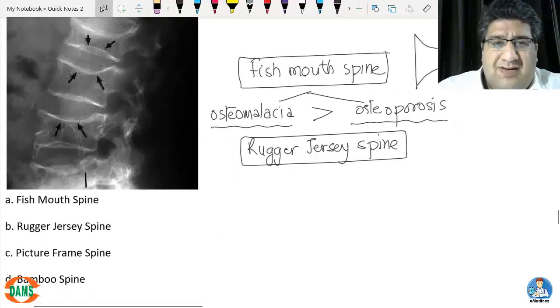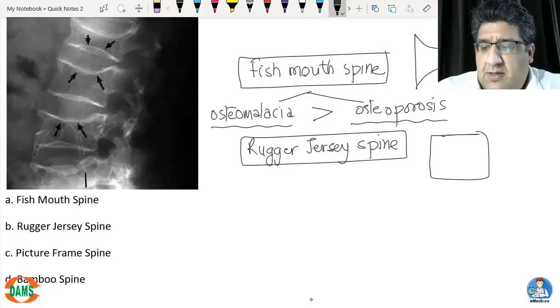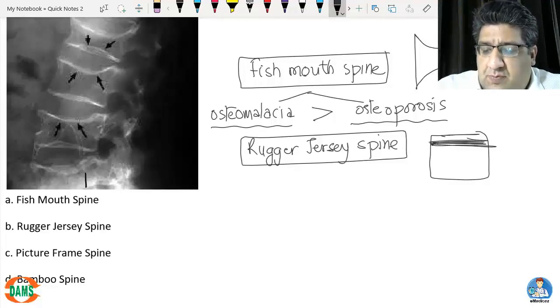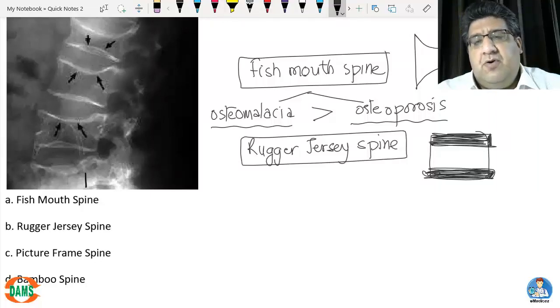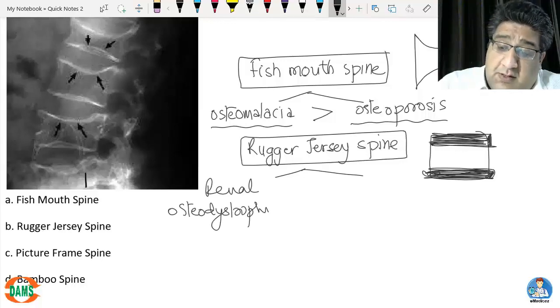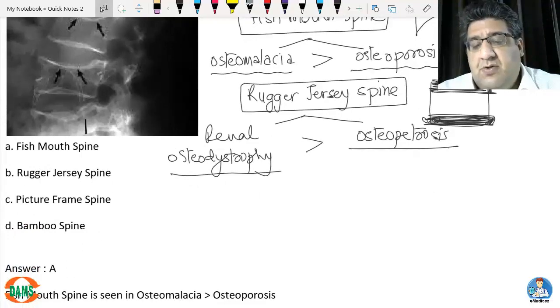Now, the second thing that you should remember here is rugger jersey spine, just like a rugby player. In rugger jersey spine, the superior end plate will be thick, dense, white, sclerotic. The inferior end plate will be thick, white, dense, sclerotic, while the anterior and posterior end plates will remain normal. Okay, this is seen again in two conditions. One is renal osteodystrophy. The other is osteopetrosis. So it is seen in both the conditions, but yes, renal osteodystrophy is more commonly involved as compared to osteopetrosis.